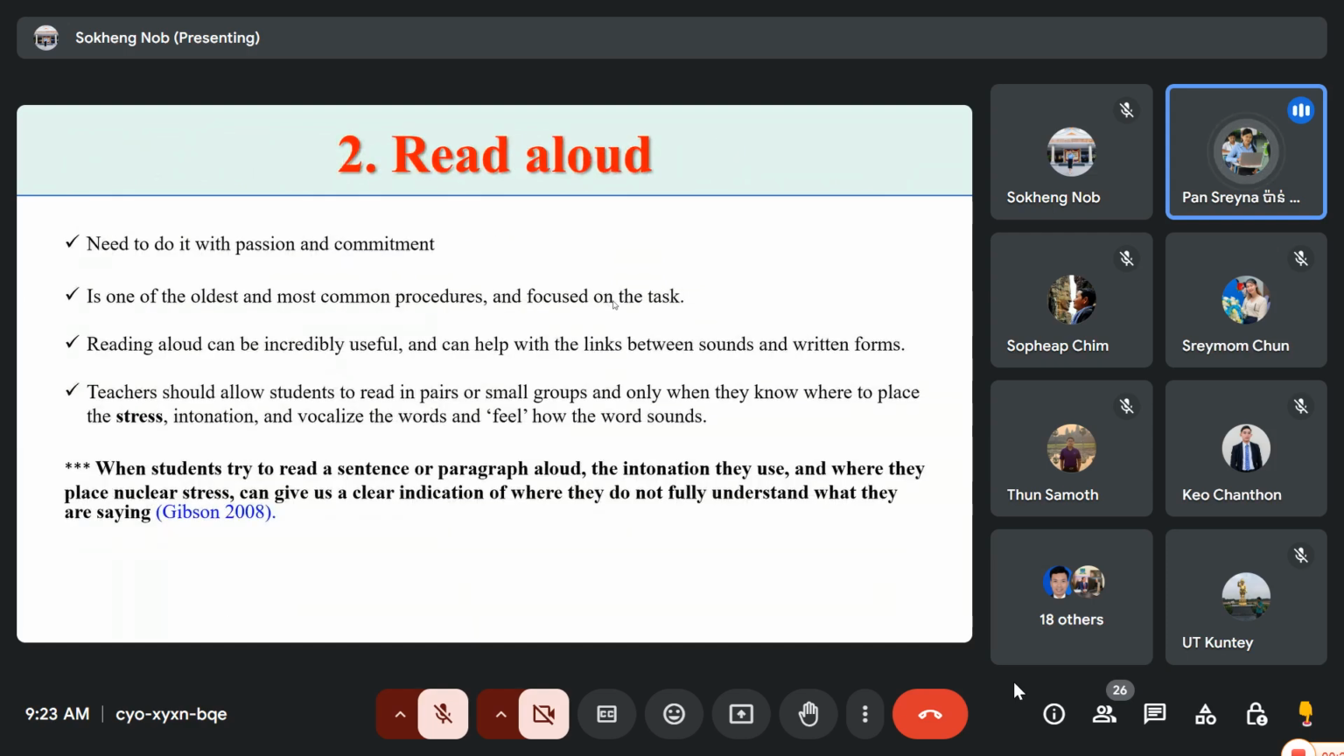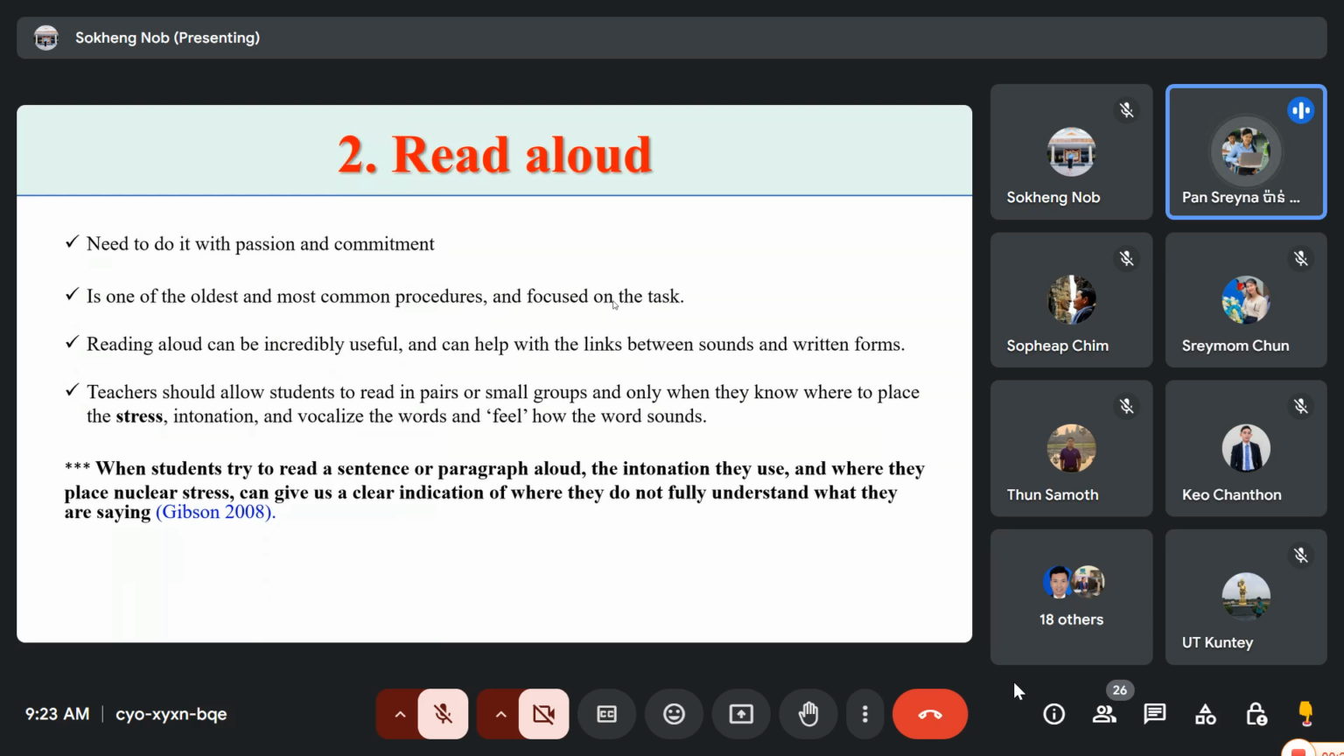And this is read aloud. For read aloud, the student reads aloud from their textbook or the text. It is one of the traditional, oldest, and most common procedures that teachers use. Even when I was young, read aloud was a very important part of the reading skill as well.